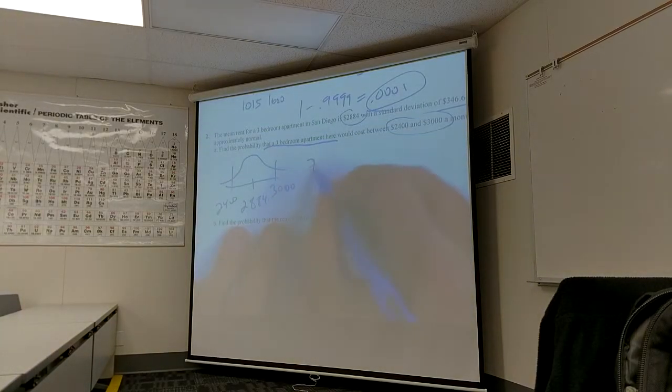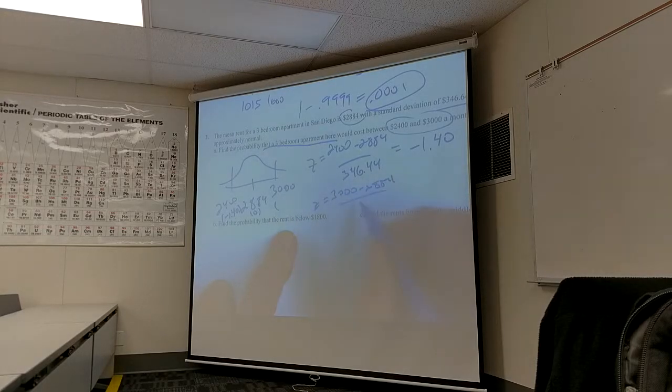So what do you guys get for the z-score for 2,400? I know it's going to be negative. Negative 1.40. That sounds right. What about for 3,000? What do you guys get? 0.33? Neato.